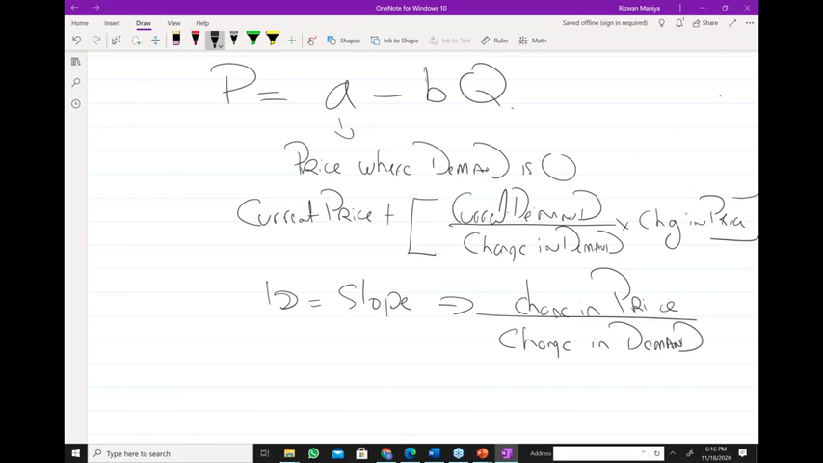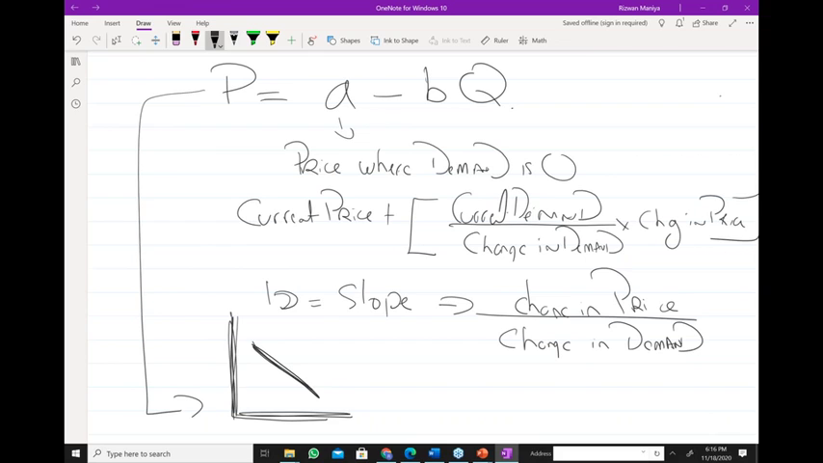Let me give you a quick idea that this demand function relates to this demand curve. This is the law of demand curve, which says that a change in price affects a change in demand. So price is here, demand is here, right? It's an inverse line, as you can see. So where is A? If I extend this line, this is the point where A is: the price where demand is 0.